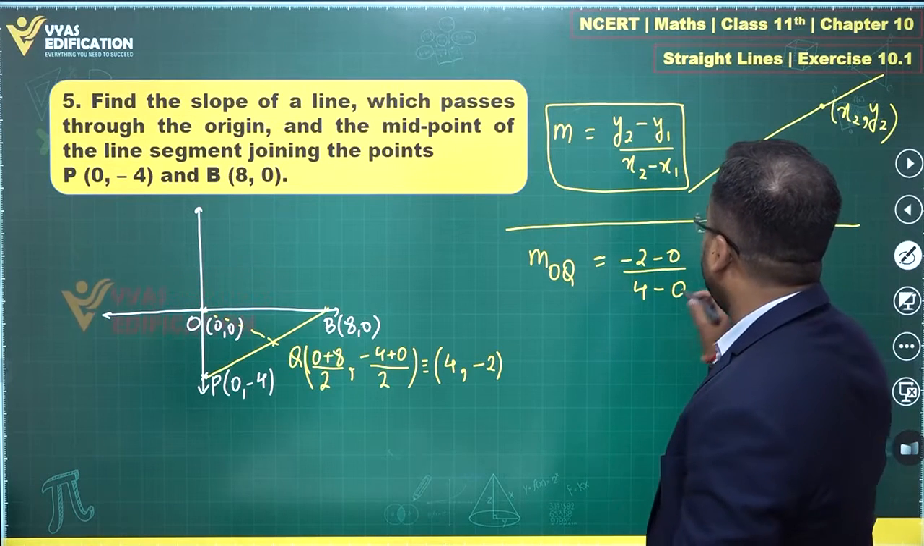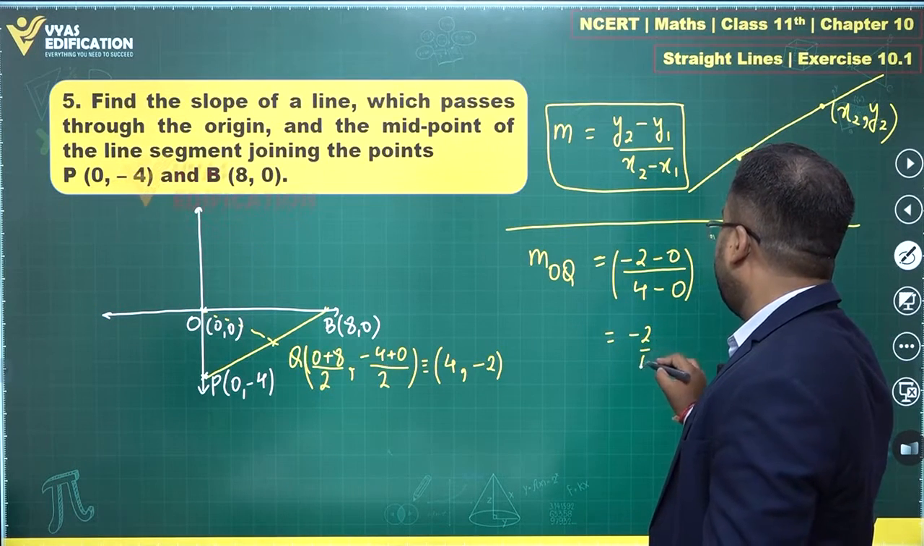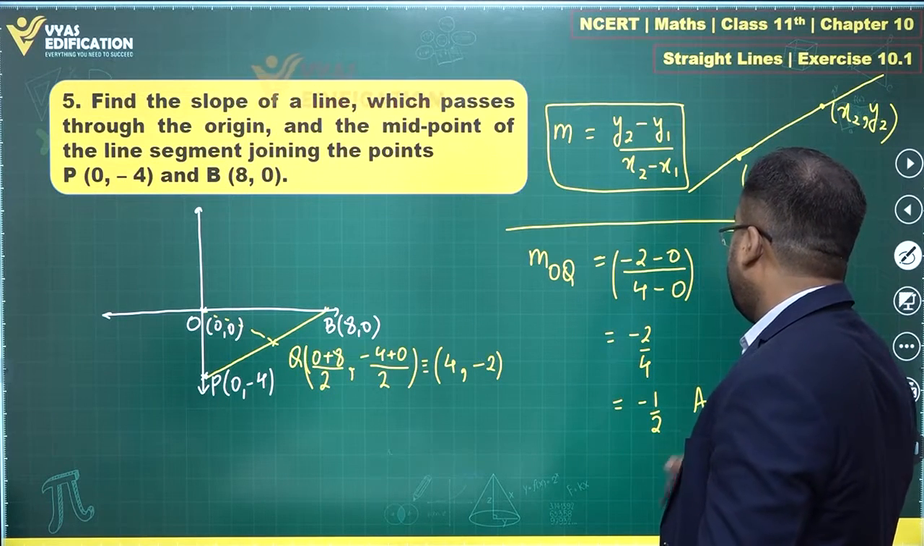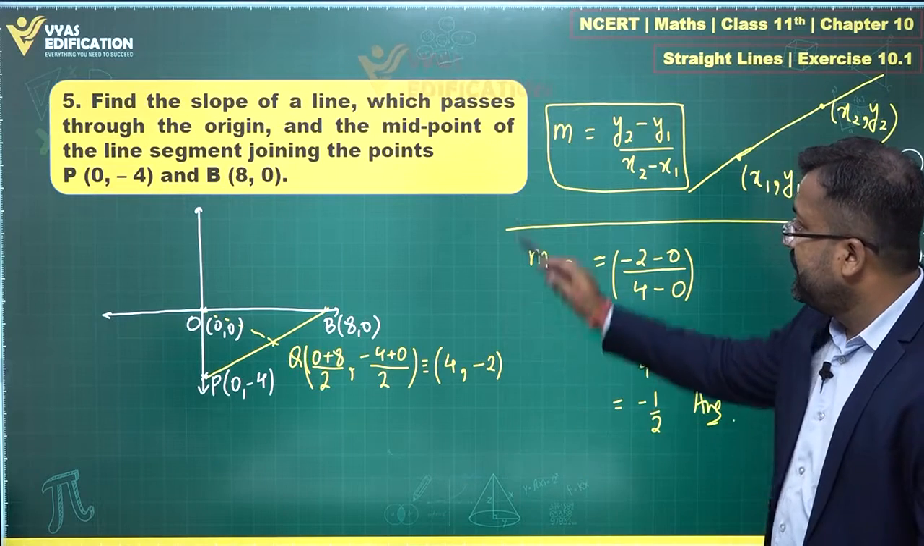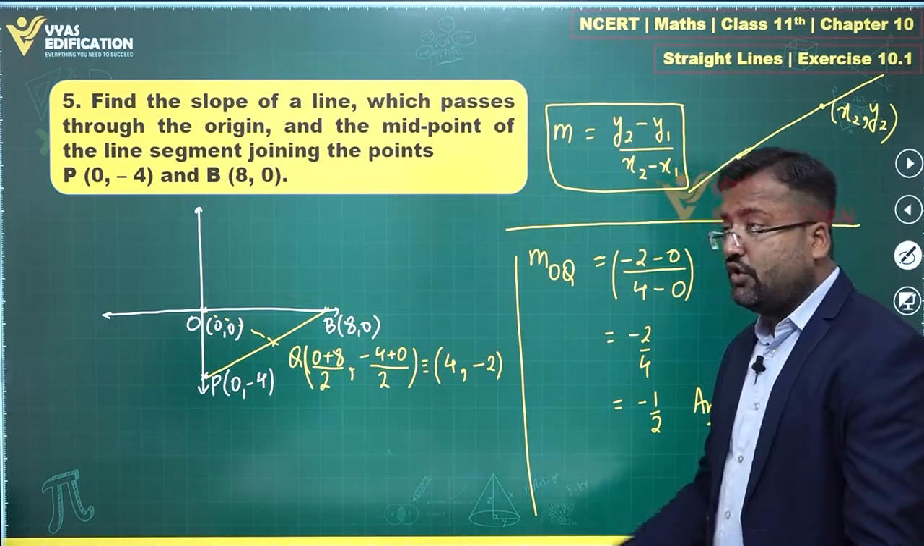You don't have to worry about that. This is what you are getting, and what is that equal to? This is minus 2 upon 4, which is minus 1 by 2, and yes, that is the answer for this question. That is the final solution. So you were asked the slope and you have found the slope in this manner.